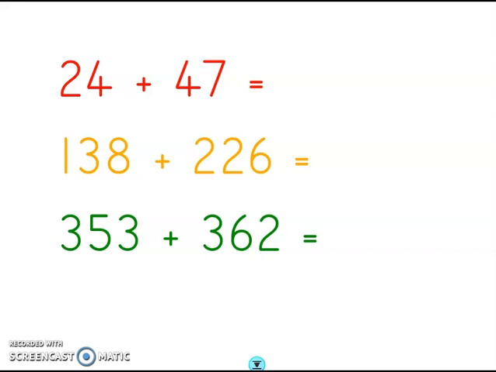Amber, a 3-digit number plus a 3-digit number, very similar to what you've just had. So I want you to try and either use the base 10 or move on to that expanded form of column method. And our green, a little bit different. So look at the numbers very carefully and think about your strategy. Will the strategy still apply to this? There's a slight change in it. So now pause your video, give yourself some time to look at these, and then we'll look at the answers when you're ready to press play again.